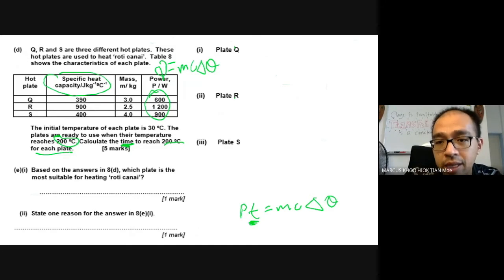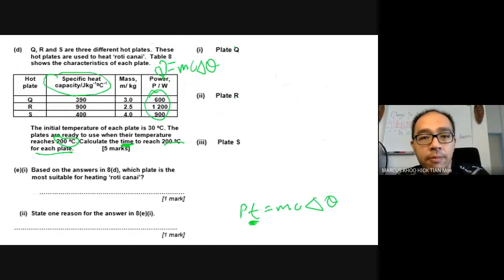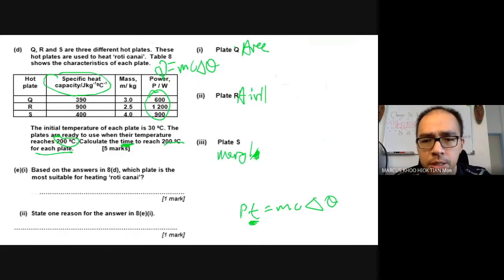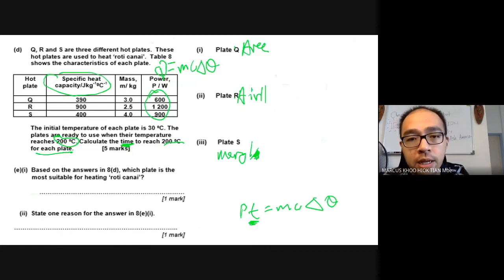Ari, Iril, and Meryl, please use this formula to calculate for me. Let's have Ari for Q, Iril for R, and Meryl for S. Whenever you're ready, just let me know. 302.22. Okay, Meryl is done. Ari and Iril, waiting for you.